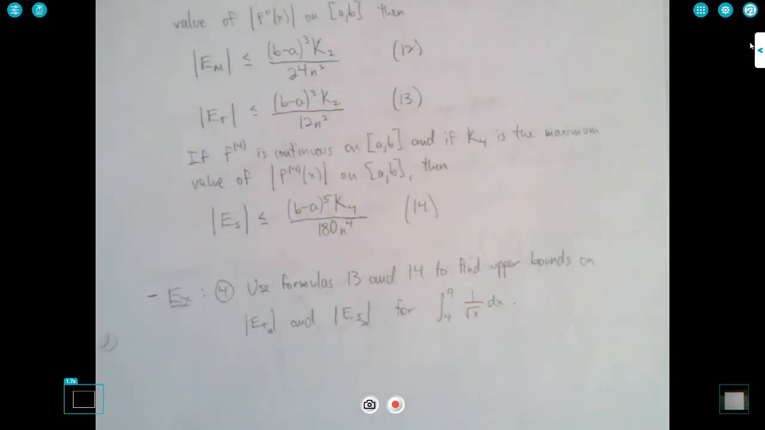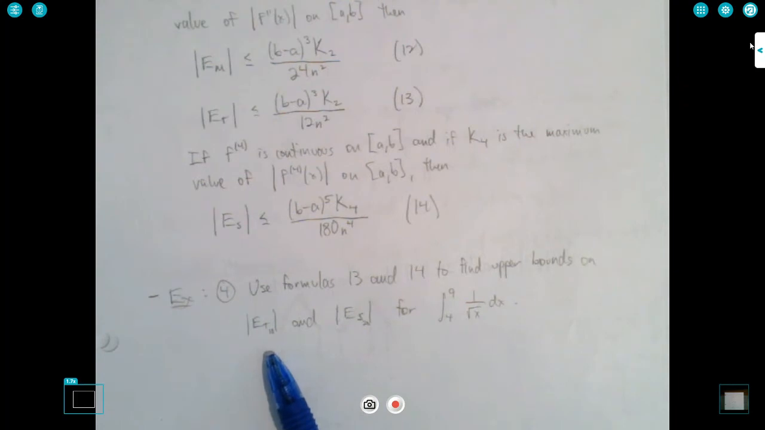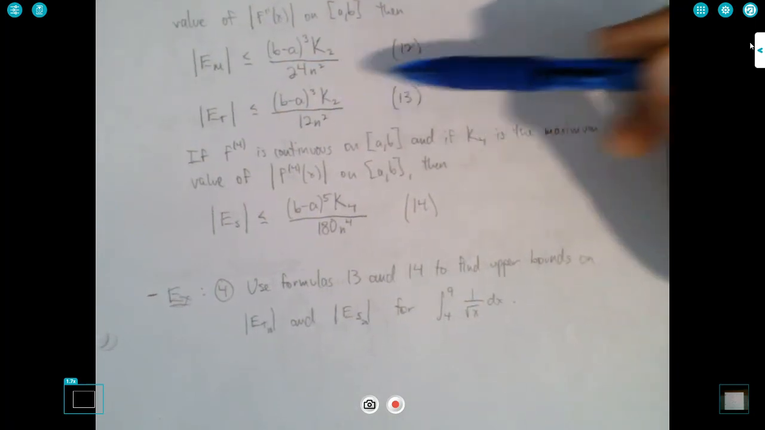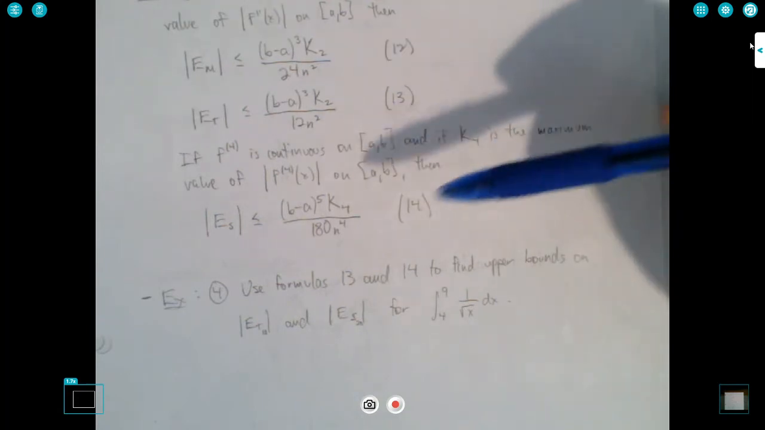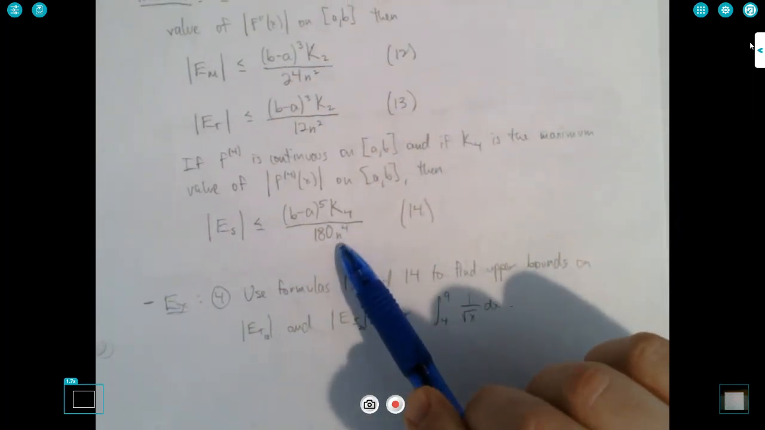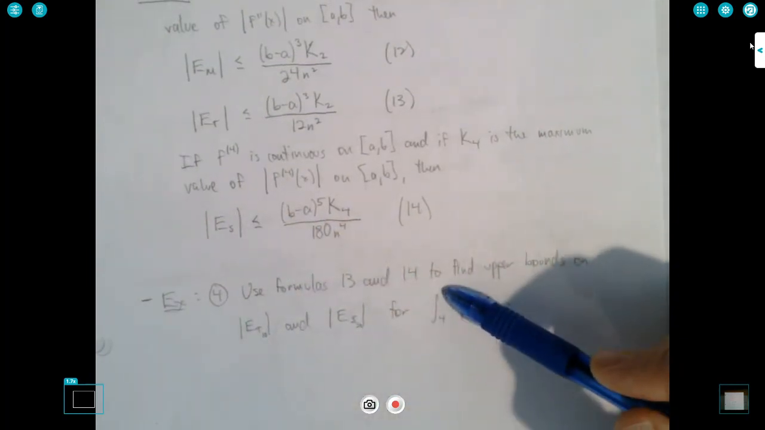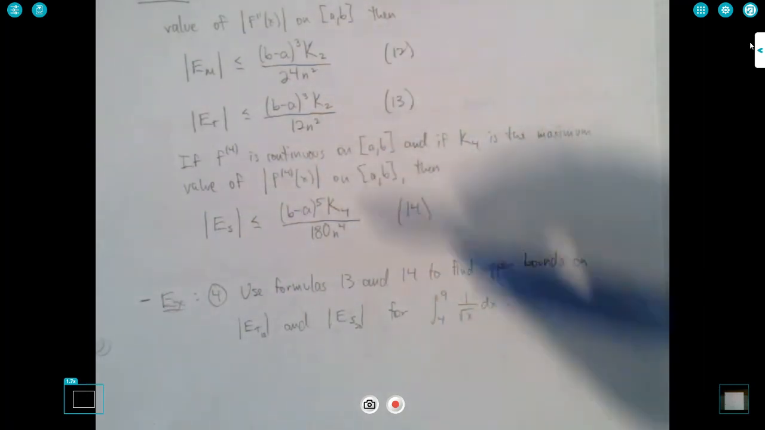Okay. Now the good news is that in order to do that, we don't even need to find out what these errors are. All we have to do is find K2 in the case of formula 13, and K4 in the case of formula 14. Everything else we already know, right? We know what n is: 20 here, 10 there, and we know what b and a are for 9 and 4 respectively. So I just need to find K2 and K4.